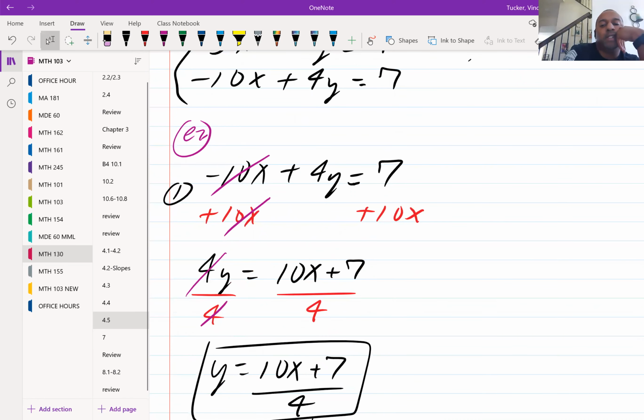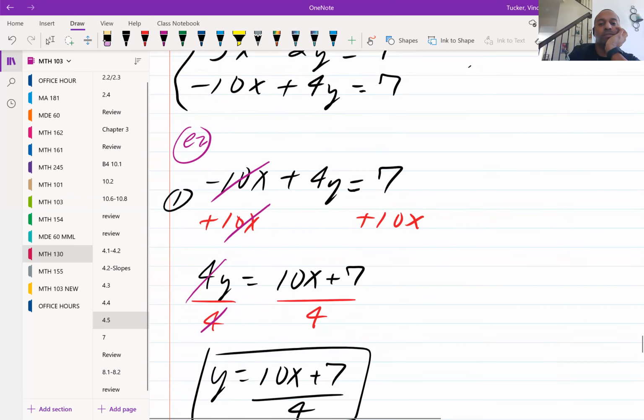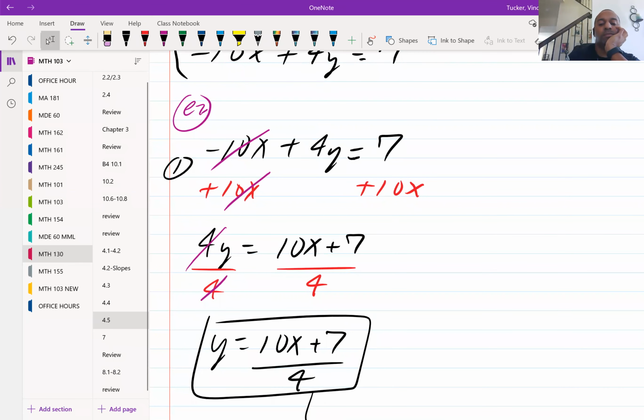So I added 10x to both sides, divided by 4. So I have y equal to (10x plus 7) over 4. So notice I left it like this just because the 4 doesn't divide evenly into either of those numbers. So I just left it like this. Any questions on step 1?